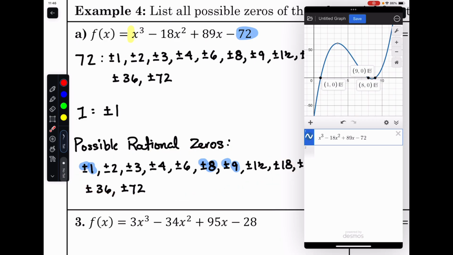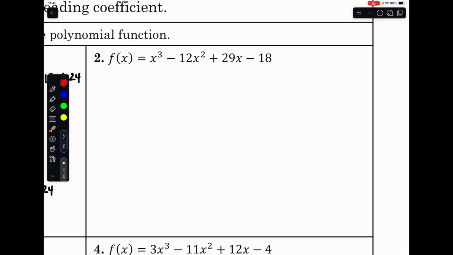So let's look at that second example. Let's now look at example 4b. So again, let's practice how to regenerate this list. For this example, we're going to start again with the last number, 18.